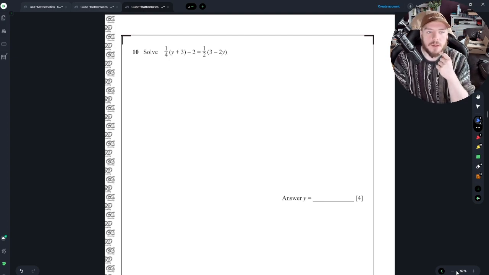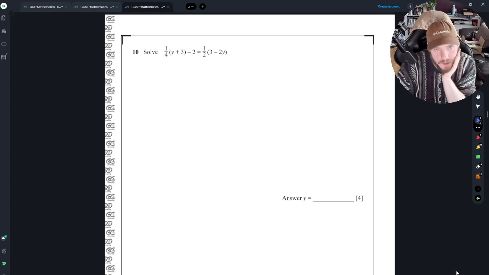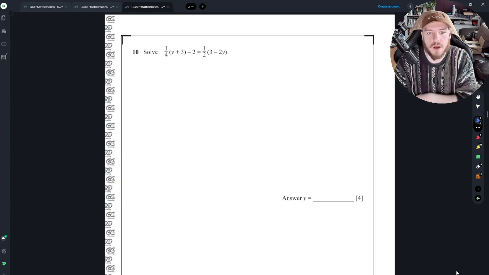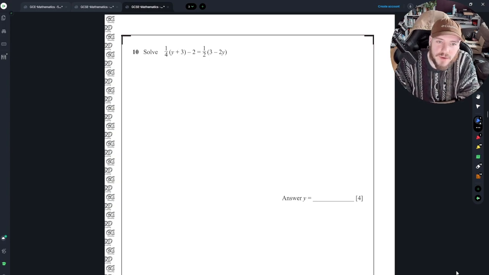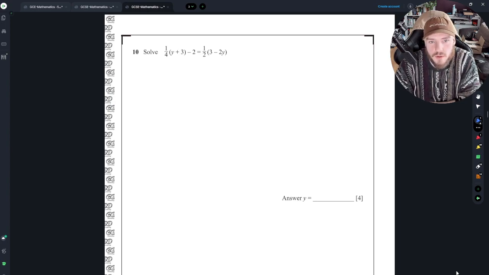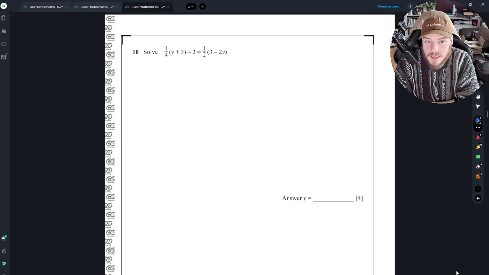Okay, solve a quarter, open bracket, y plus 3 close bracket minus 2 is equal to a half, open bracket 3 minus 2y close bracket. For me, I want to get rid of the fractions because that just makes my life awkward. So I'm thinking, what can I multiply through my equation? When you're multiplying through, it means that you're multiplying both sides. That will get rid of a quarter and a half. I'm thinking 4. 4 will get rid of my quarter. 4 multiplied by a half will give us 2.